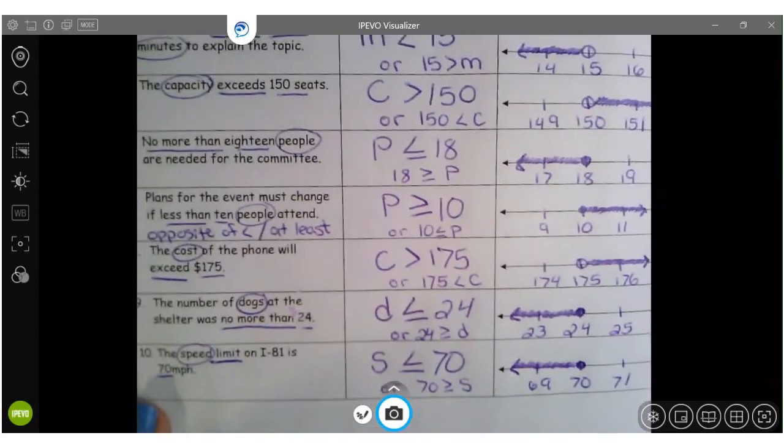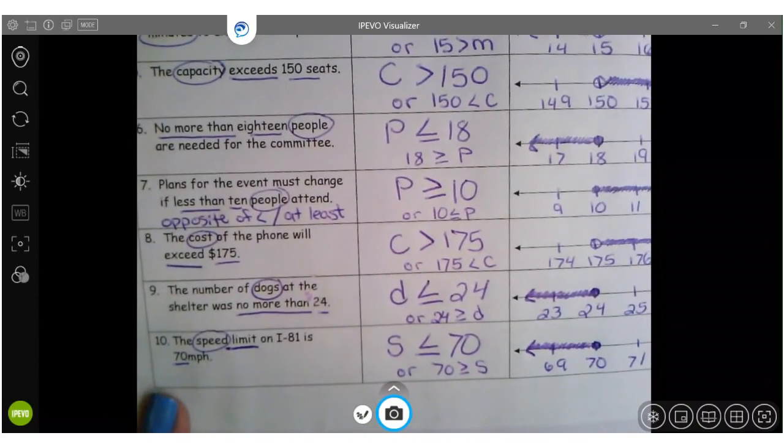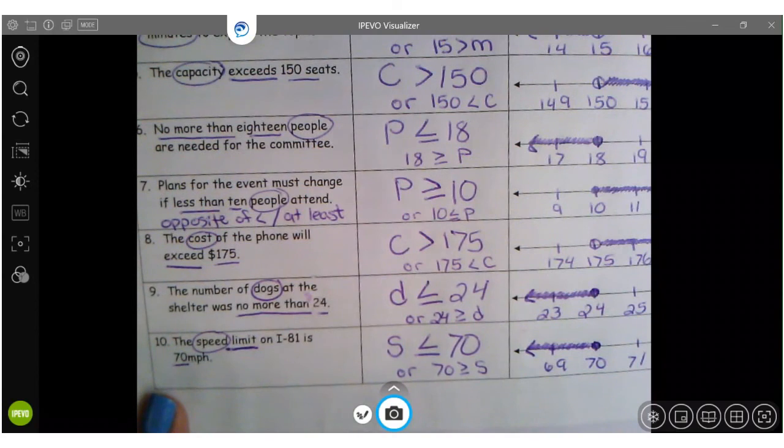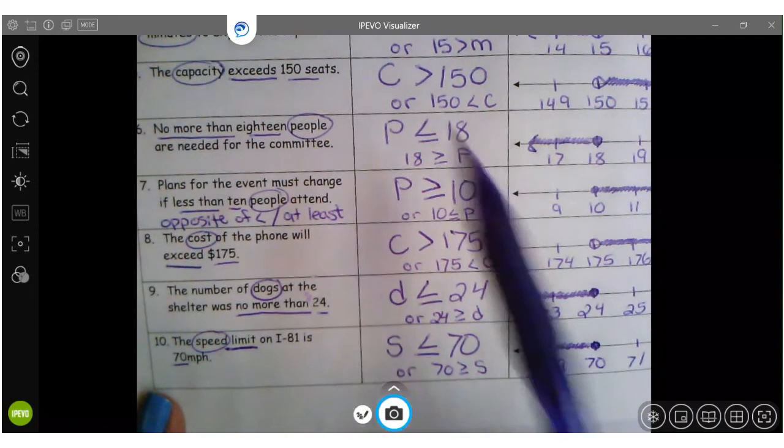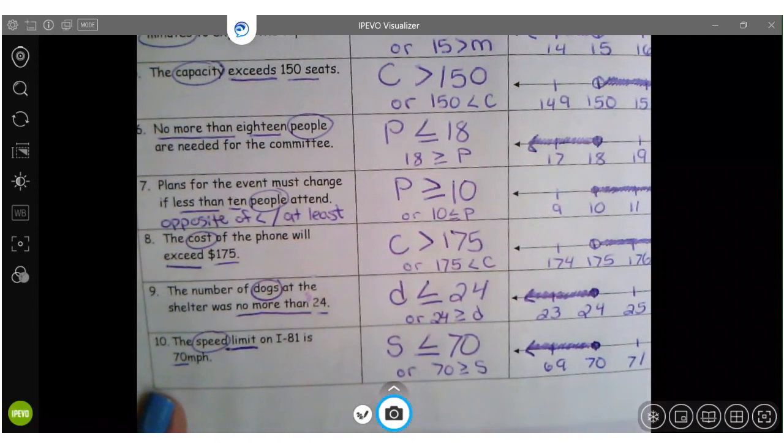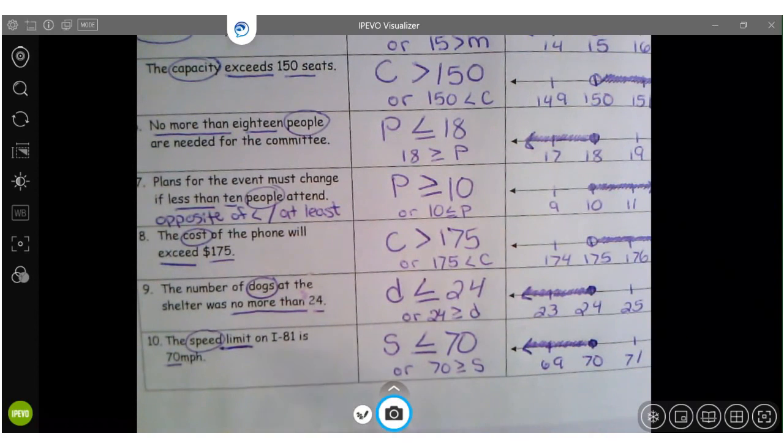So translating and graphing, paying attention to your keywords, and making sure you know what your variable is representing. Make sure when you translate, you write it with your variable on the left, at least to start with, and then if you need to flip things around, you can do so.